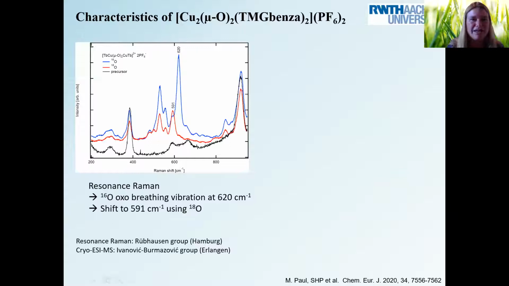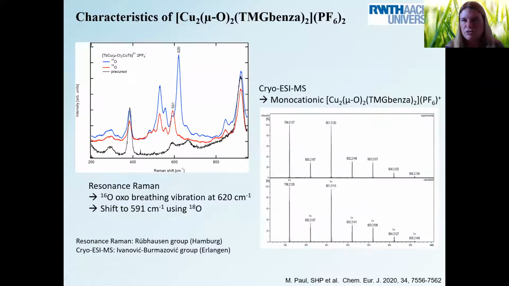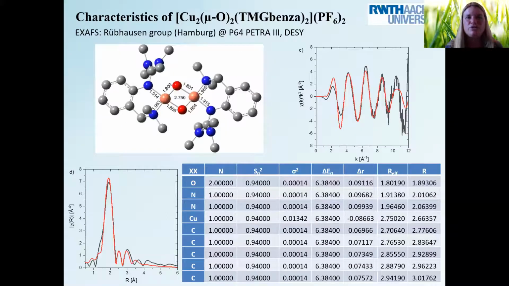Going a little further, together with the group of Michael Rübhausen in Hamburg, we checked with resonance Raman spectroscopy the breathing mode, which is shown here with O18 or 16. So normally you would have this. Then with Ivana Ivanovic, we performed ESI mass spec, and we saw that these complexes fly as monocations, which is also rather standard in this copper dioxygen chemistry. And then we also did XAS spectroscopy and EXAFS spectroscopy.